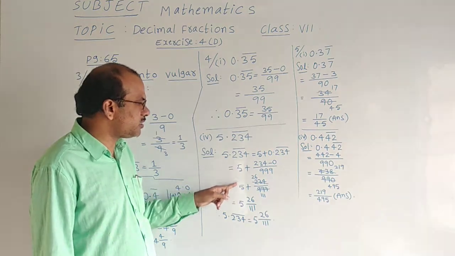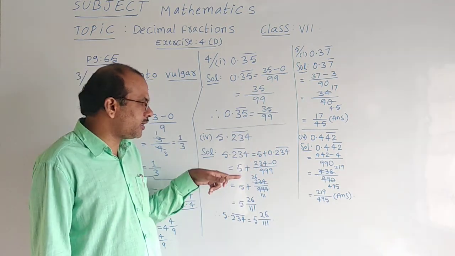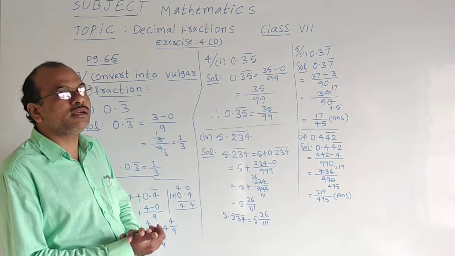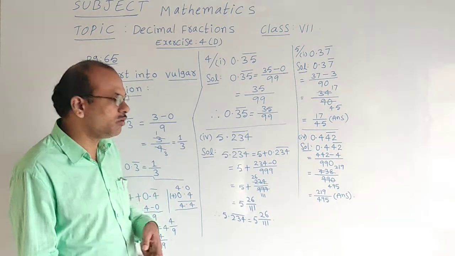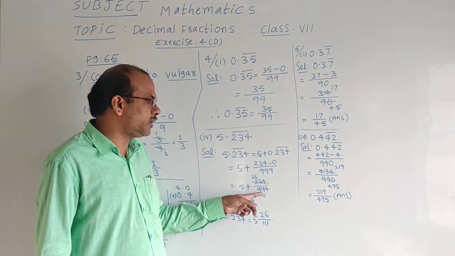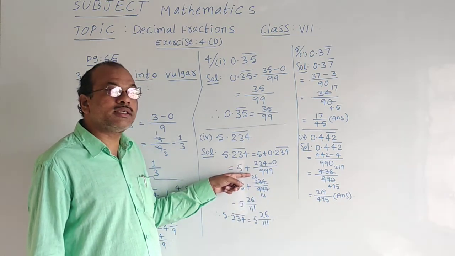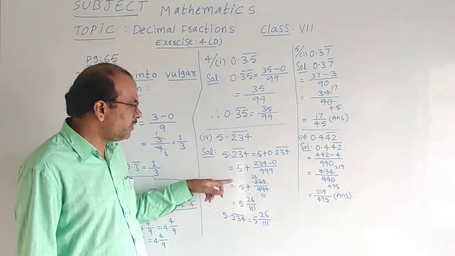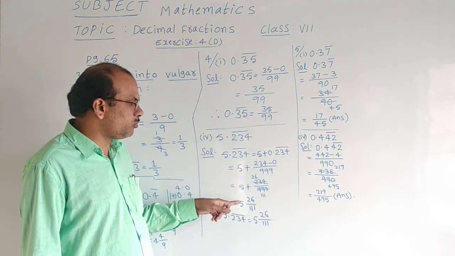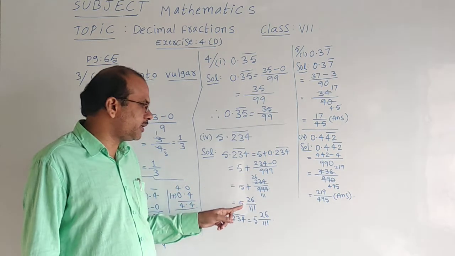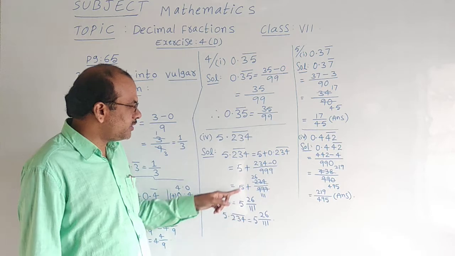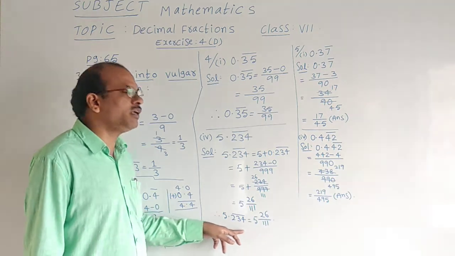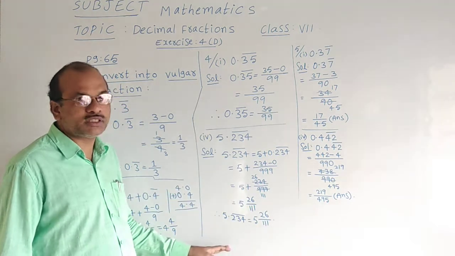Then 5 as it is, plus symbol. Then the numerator subtraction gives you 234 by 999. We cancel with the 9 table. 9 ones are 9, 9 ones are 9, 9 ones are 9. 9 twos are 18, then 5 is left, and 54. 9 sixes are 54. Then the 5 plus is removed and the remaining part is 26 by 111. That is a mixed fraction. Of course, here it is a vulgar fraction equal to the given decimal fraction. I hope this sum is clear for you.